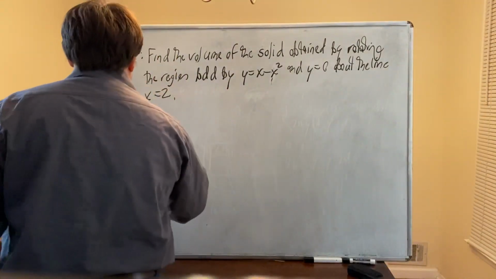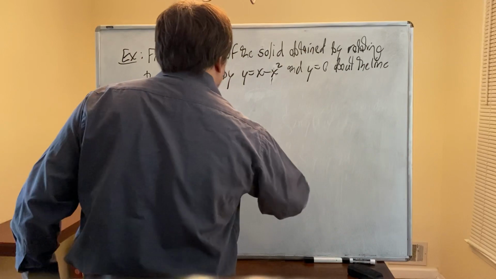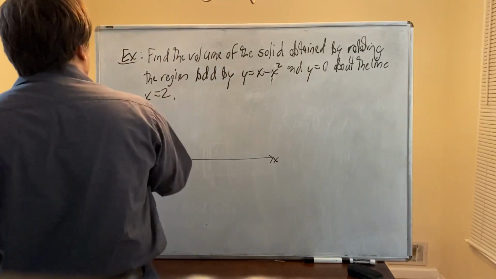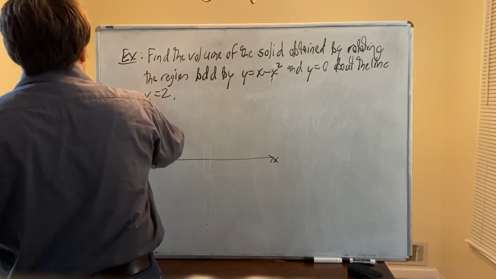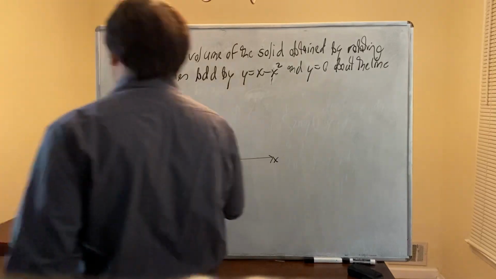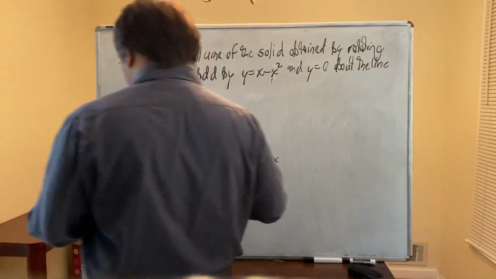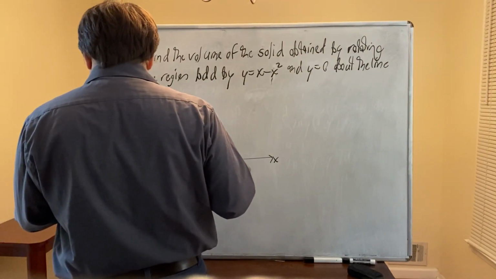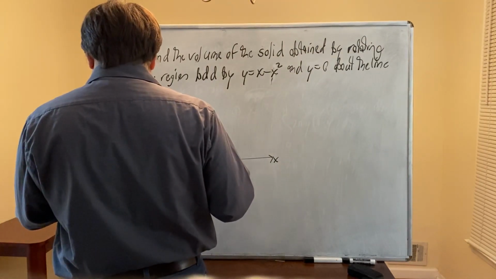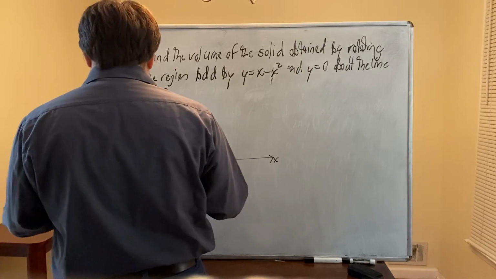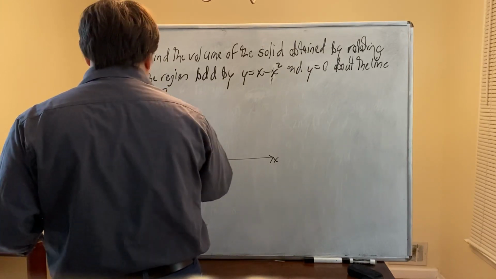So here is the x and y axis. Okay, so let me write the word solution. Solution. X, y axis. Good so far. Okay. The graph of y equals x minus x squared, it looks like this.